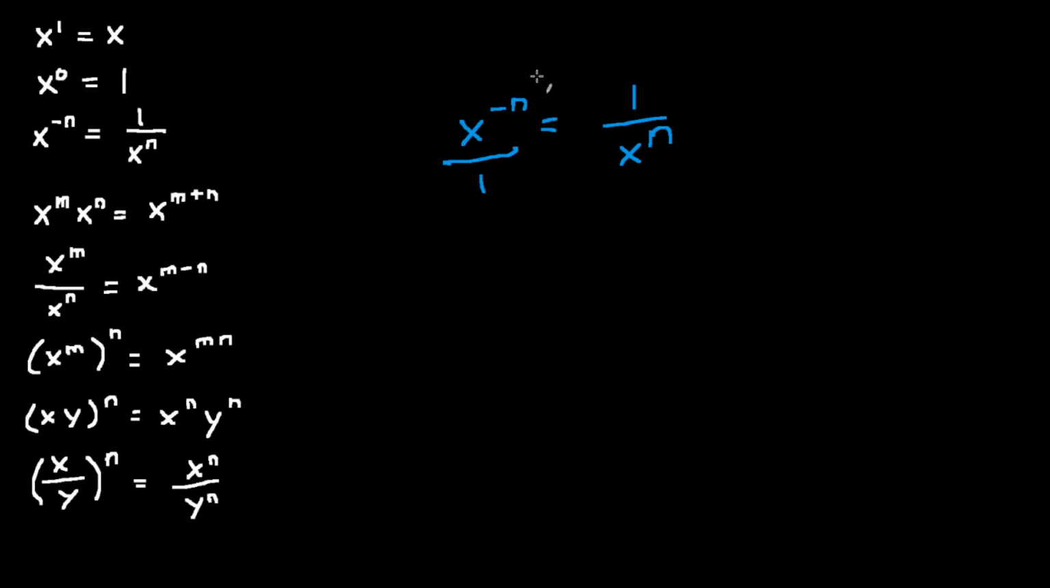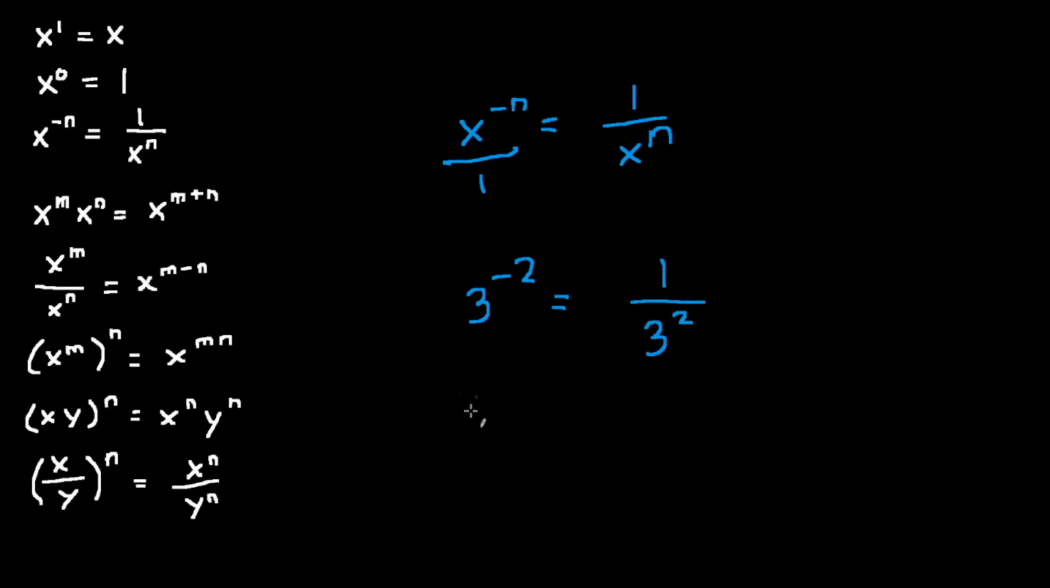Kung gusto natin gawing positive yung exponent, pwede lang natin siyang ilagay sa denominator. Bali, yung x raised to negative n na nasa numerator, kung ililipat natin siya sa denominator, magiging positive na yung exponent natin. So, 1 over x raised to positive n na siya. Halimbawa, let's say, ang binigay sa atin is 3 raised to negative 2. Equal lang yan sa 1 over 3 raised to 2.